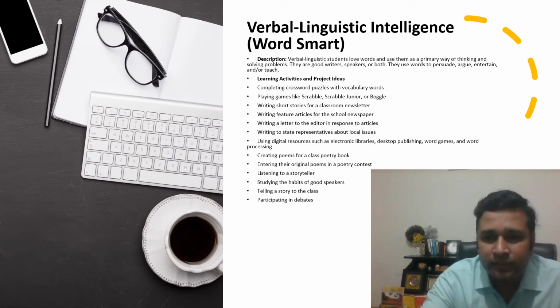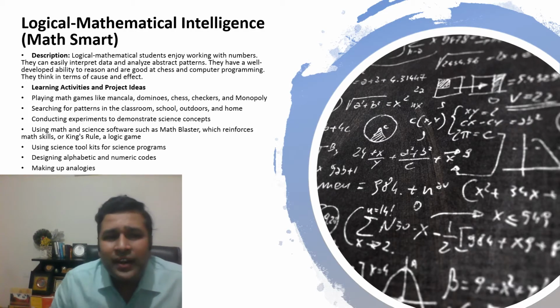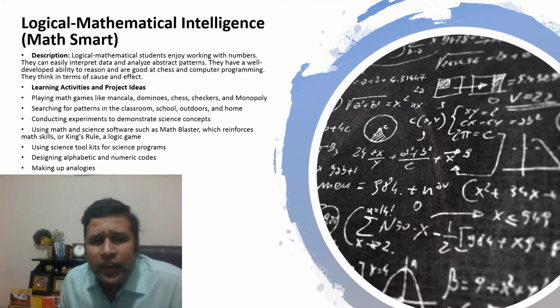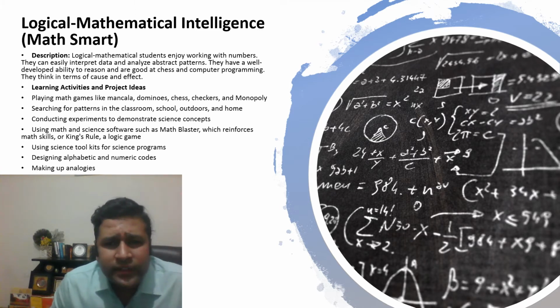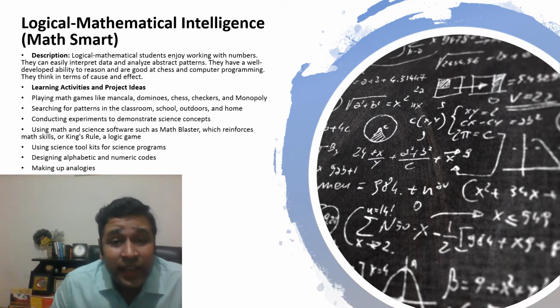Moving further, with regards to the logical and mathematical intelligence, logical and mathematical students enjoy working with numbers. They can easily interpret data and analyze abstract patterns. They have a well developed ability to reason and are good at chess and computer programming. They think in terms of cause and effect.